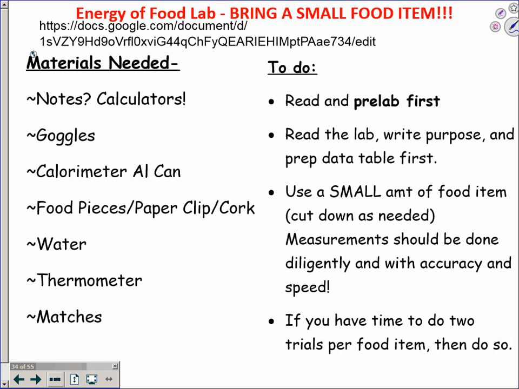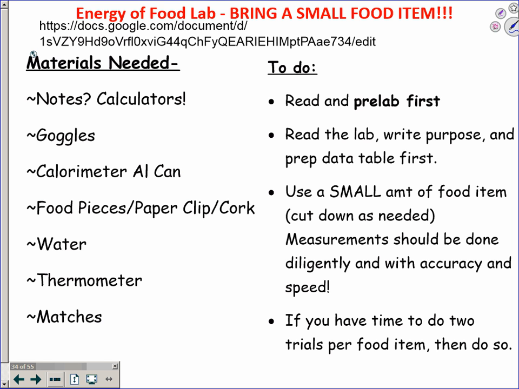You can't use the whole Cheeto, okay? You've got to use like a quarter of the Cheeto. Don't use the whole thing because it'll take a while to burn, and occasionally I might have to put the fire out because the fire gets too big. So a small fire is okay. Big fire, no good, and I will dump the DI water on it because I can't have it set the fire off. Measurements should be very, very diligent because small differences in masses or small differences in temperature will make a big impact on your values in the end.